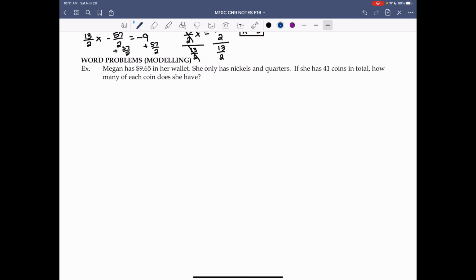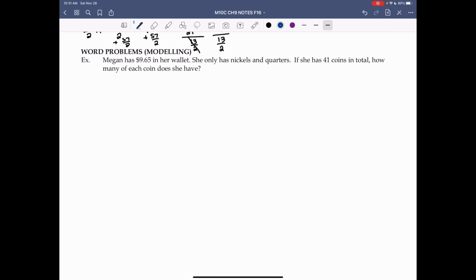Word problems. Megan has $9.65 in her wallet. She only has nickels and quarters. If she has 41 coins in total, how many of each coin does she have?